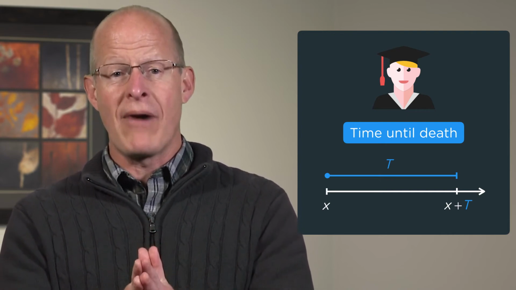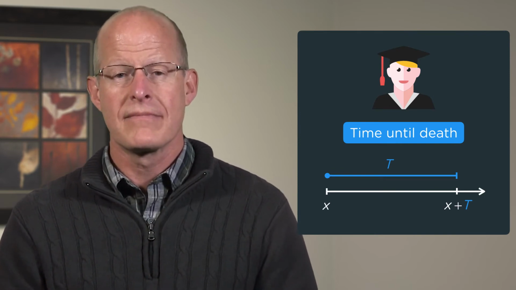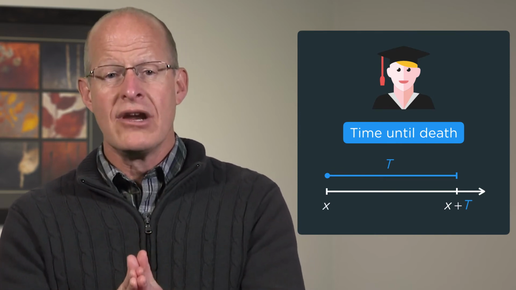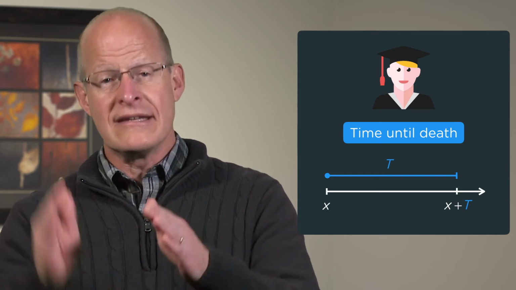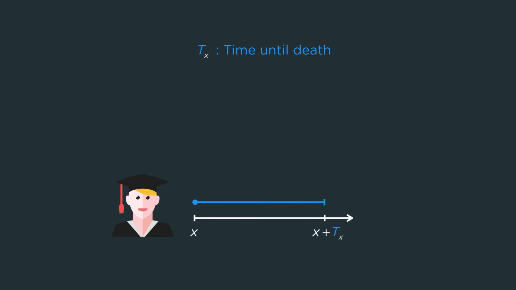We distinguish by writing a subscript after the T for the beginning age. Since your age is x, your time until death random variable is T sub x. Because we can die at any time, T sub x is your continuous random variable for the time until your death. In a sense, T sub x is your future lifetime, given you're currently age x.